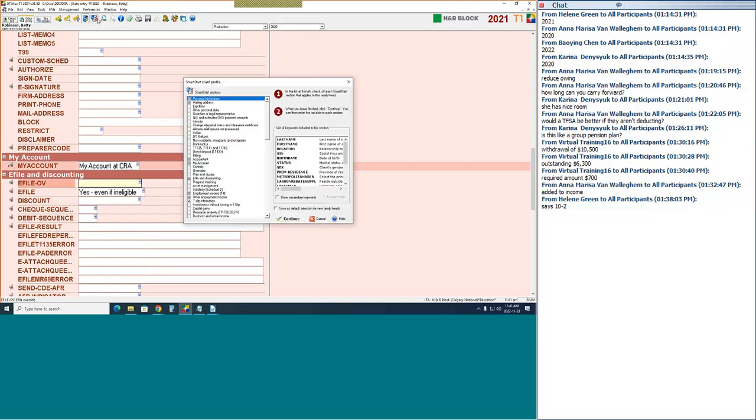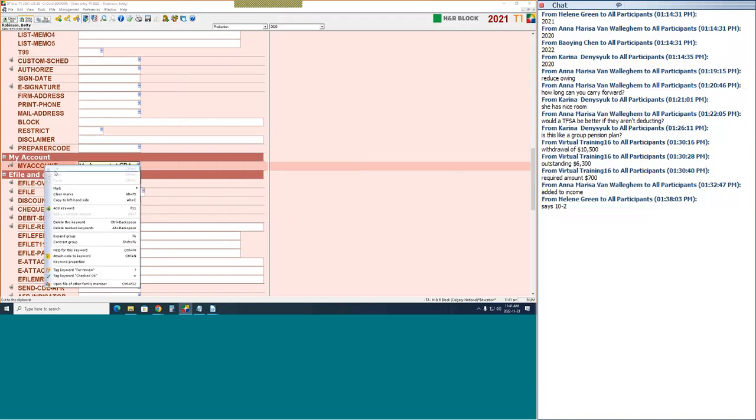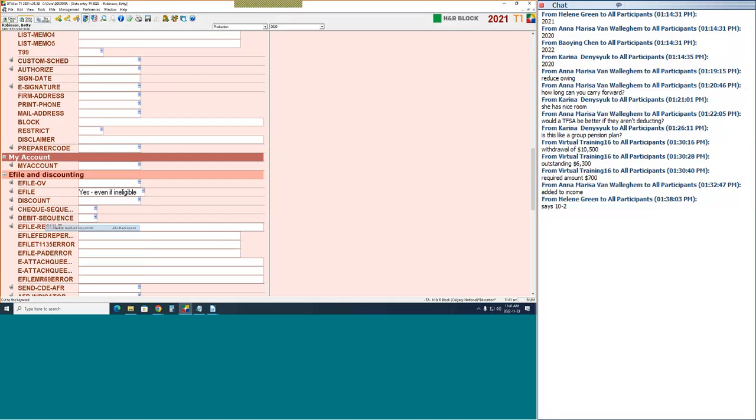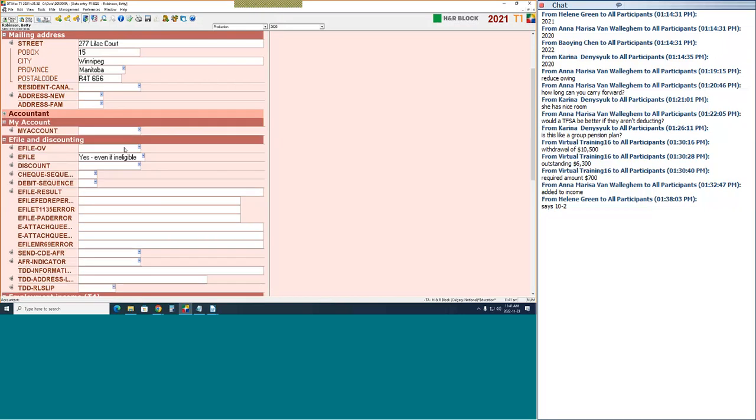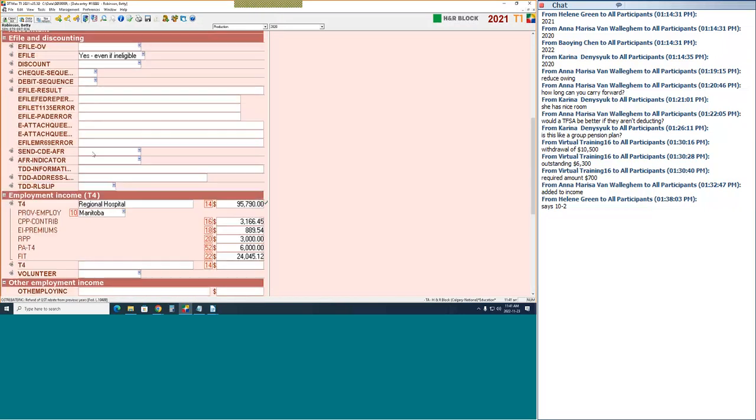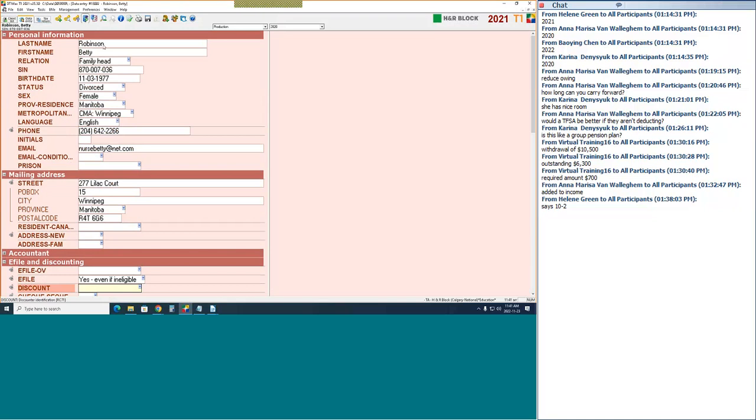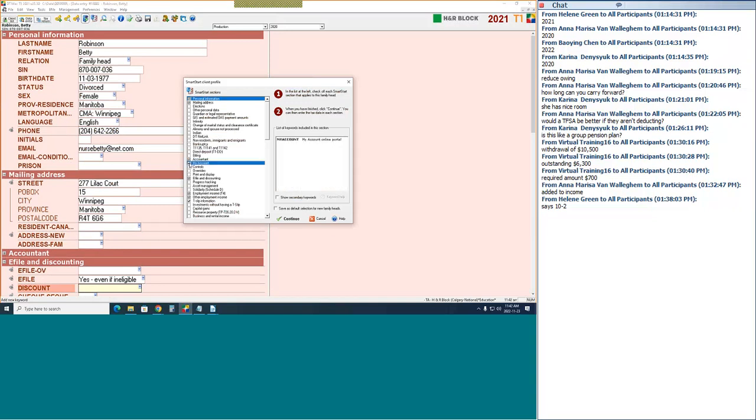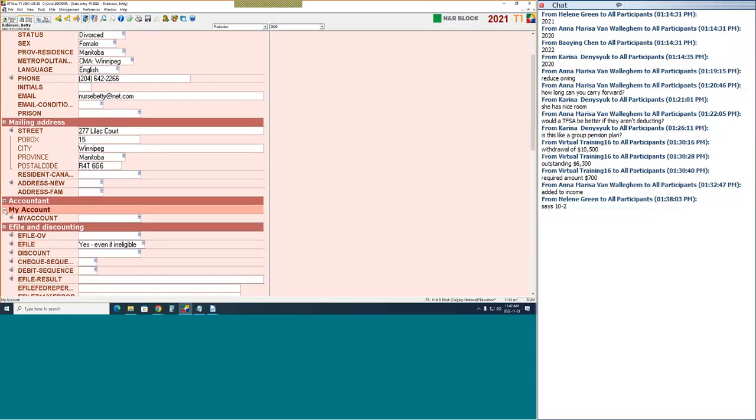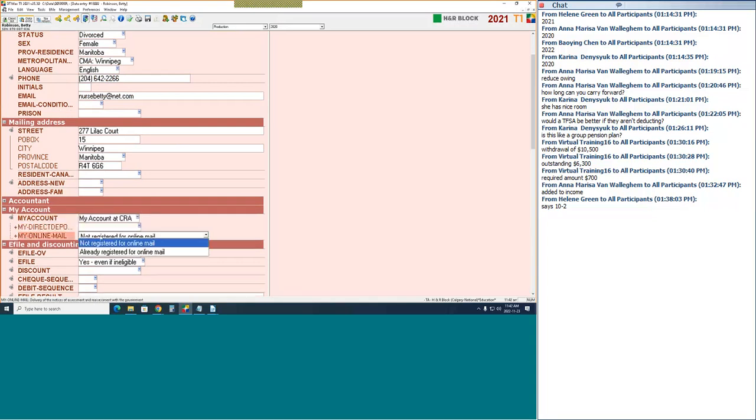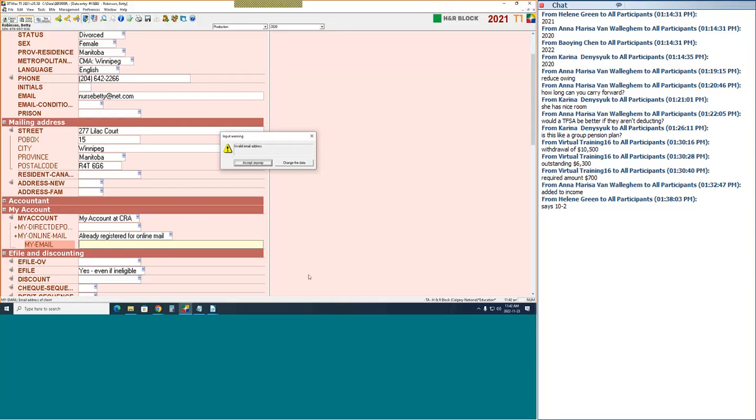So if I delete that and I take the keyword out, delete that one, and I take the keyword out, it should go away in a minute. There we go, and now it's gone. The keyword that I'm looking for is my account, or underneath accountant, you're going to find the My Account button. My Account online portal is going to confirm information that your client has already set up. You need to manually go in, say My Account at CRA, and you need to say Online Mail already registered, and then you need to leave it alone and don't put anything else in.